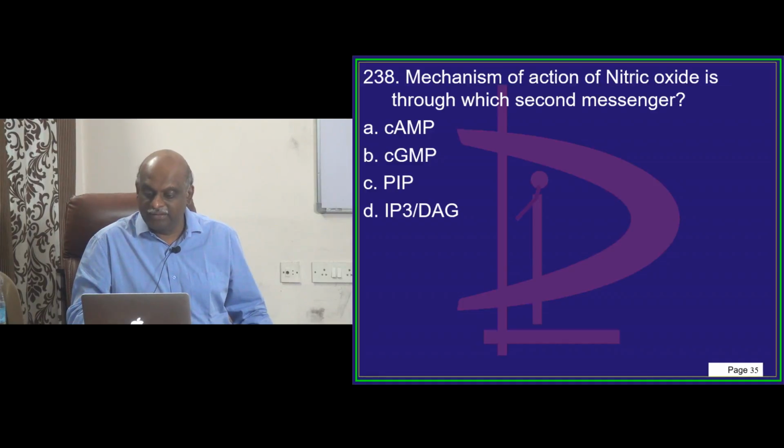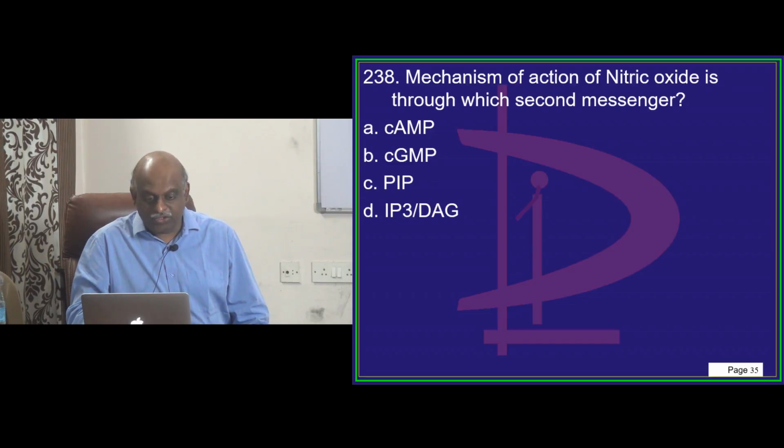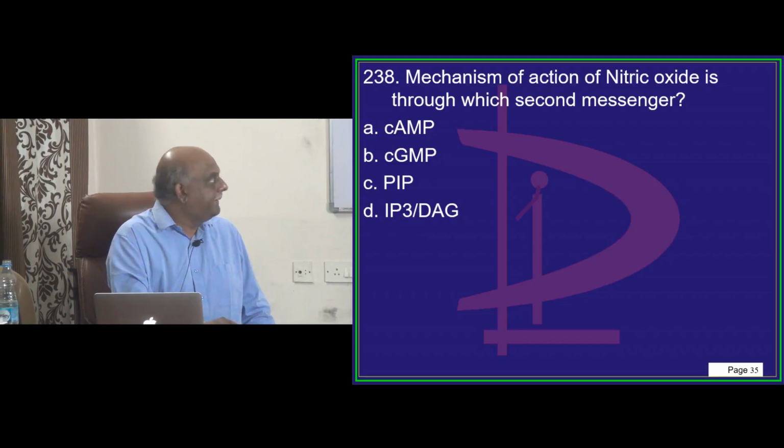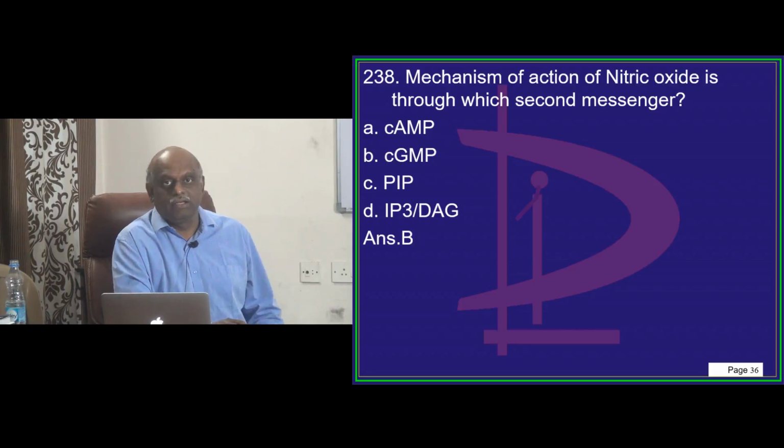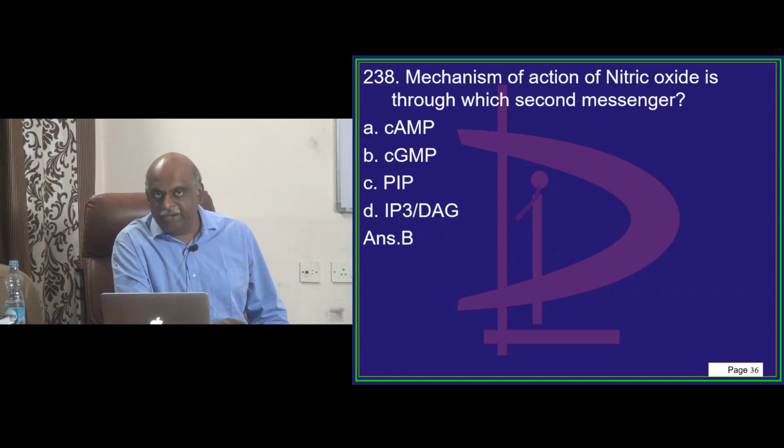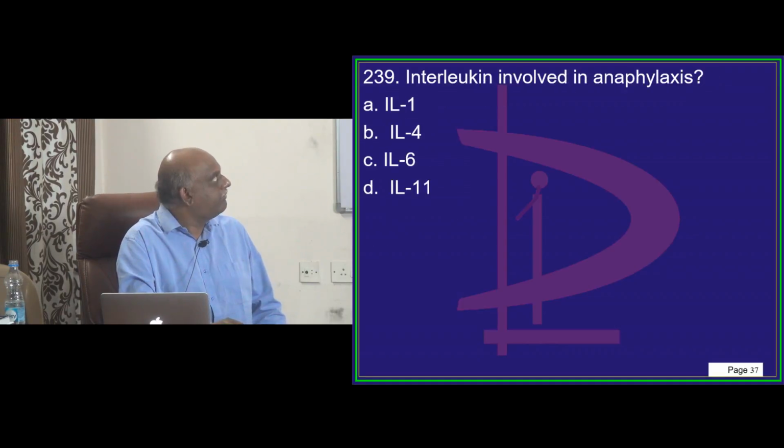238. Ranjit is on B. Saurav also says B. Most of you are saying cyclic GMP. Absolutely right. Nitric oxide, atrial natriuretic peptide, cyclic GMP is something which you should not forget.